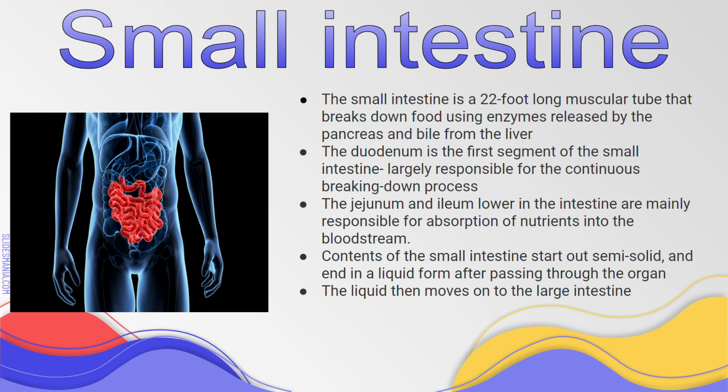And then the jejunum and the ileum, lower in the intestine, are mainly responsible for the absorption of nutrients from the food that we just ate into the bloodstream. Right, and then the contents of the small intestine start out semi-solid, and then end up in a liquid form after passing through the organ. And then that liquid that just formed after the nutrients are absorbed will then continue to be moved to the large intestine.